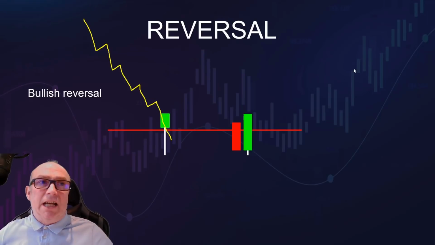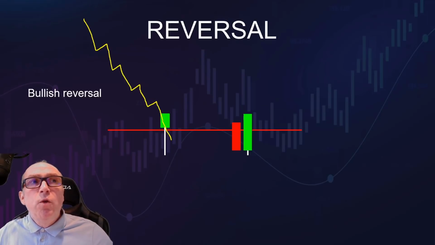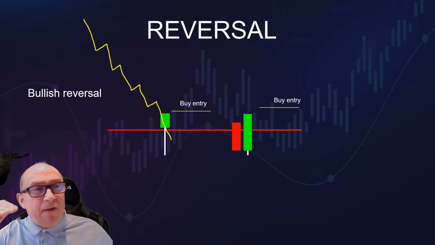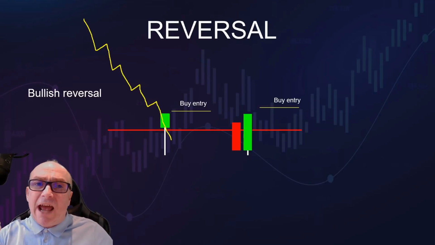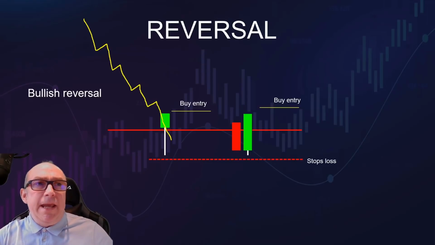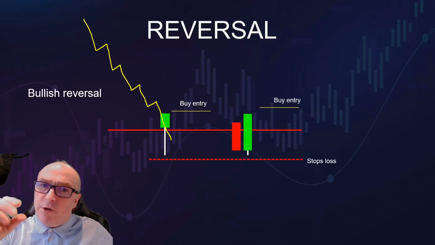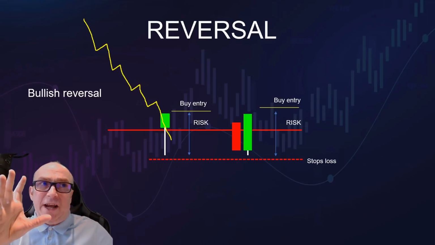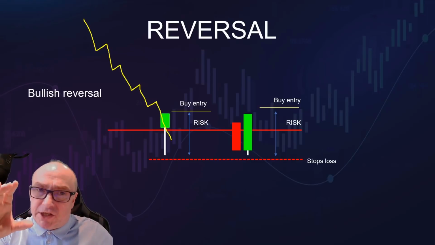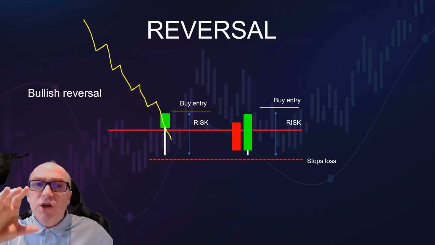Now, where you could enter a potential trade here would be to look for a break higher of that pattern, maybe 5 pips or something like that. Now, always when you're placing a trade, you should have a stop in place as well. The stop could go below the pattern as well. And when you place the trade and place the stop, you're establishing an initial risk, the distance between the two.